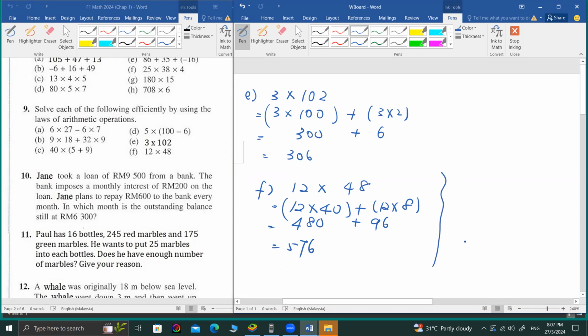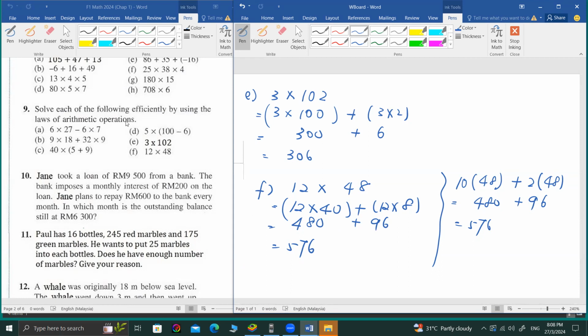Or another way that you can do is, for 12, you can make it 10 and 2. 10 and 2 makes 12, right? So you can make it 10 times 48 plus 2 times 48. Any one of it is accepted. Actually, it's the same. See that there? 480 plus 96 also, you get 576. Got it? So this one, you call it what? Efficient way of arithmetic operation.